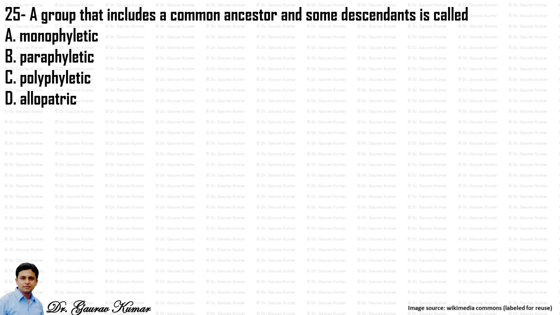So let's see the next question. A group that includes a common ancestor and some descendants is called monophyletic, paraphyletic, polyphyletic, or allopatric. So let's deal with the definition of each type.